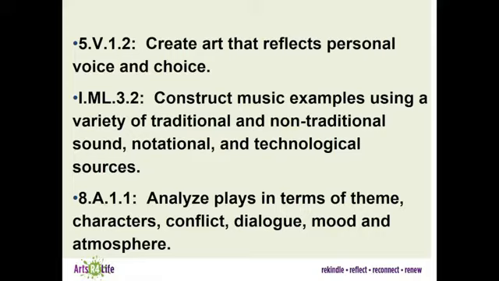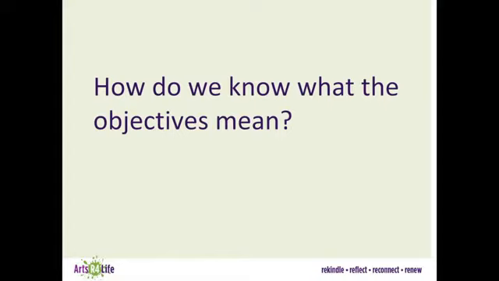And finally, it's not enough that students know that plays have themes, characters, conflict, dialogues, mood, and atmosphere. This objective directs students to analyze plays themselves for these essential elements. How do we actually know what each of these objectives mean? It helps to know more about Revised Bloom's taxonomy, because all of the clarifying objectives begin with cognitive process verbs.